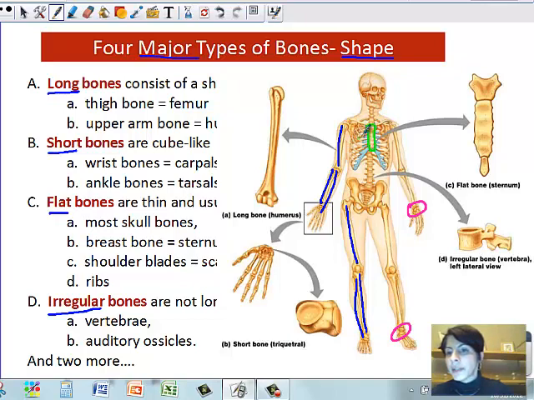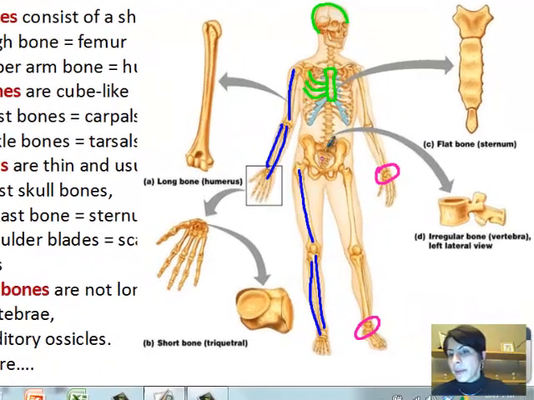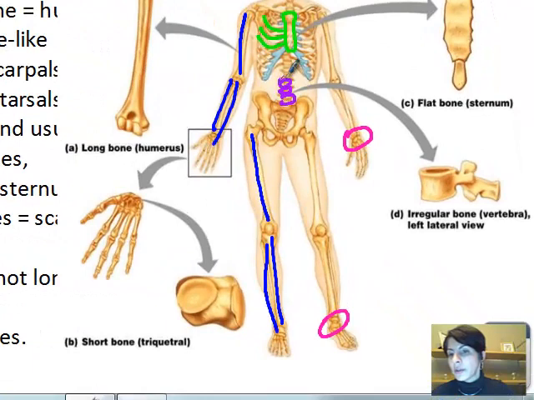Flat bones are thin and usually curved, and these would be found in the thoracic cage, so your sternum looks a little bit like a tie, your ribs, which are long and flat, and your skull bones, which are flat and also curved. Lastly, we have irregular bones that make up the bulk of your spinal column, your vertebral column. And these are neither long, short, nor flat.